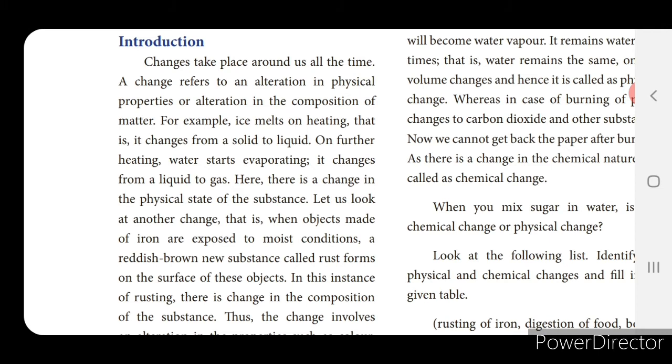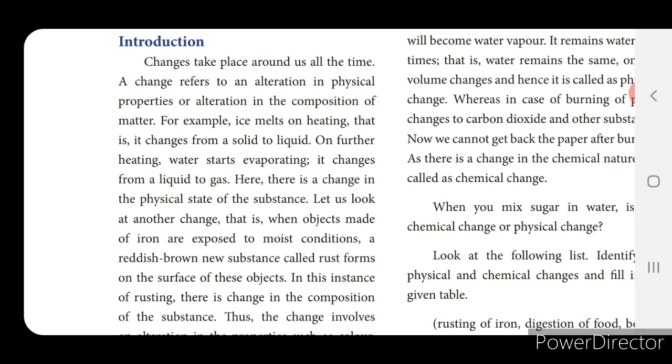So in this paragraph, they have explained physical change. They are taking ice cubes. The ice cube is in solid state. When you heat it, it is converted into liquid state, that is water. This process we call melting of ice. Again, if you continuously heat it, water will be converted into water vapor.